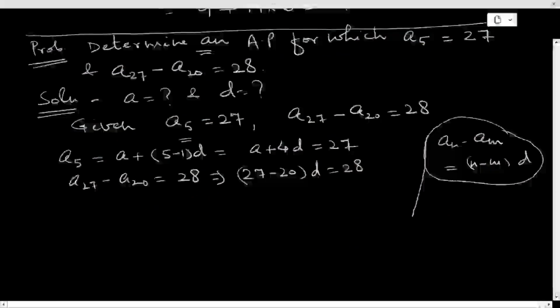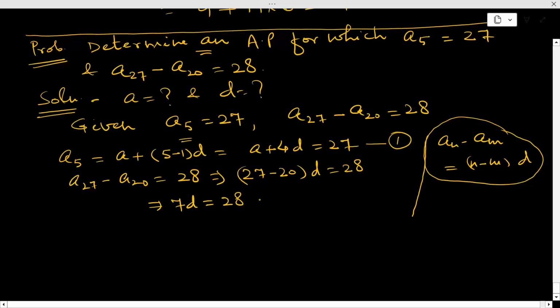So from here we obtain, let us number this as 1, 7d is equal to 28. This further gives you the value of d, which is 28 upon 7, equal to 4.